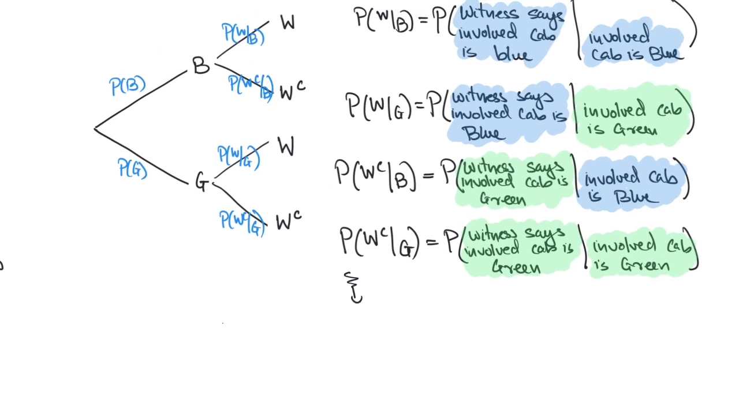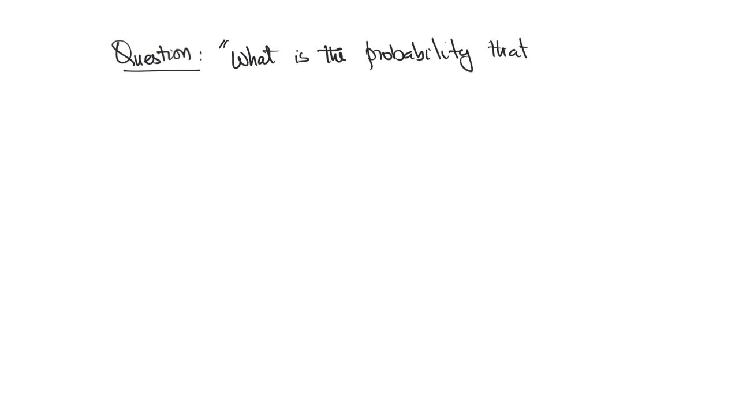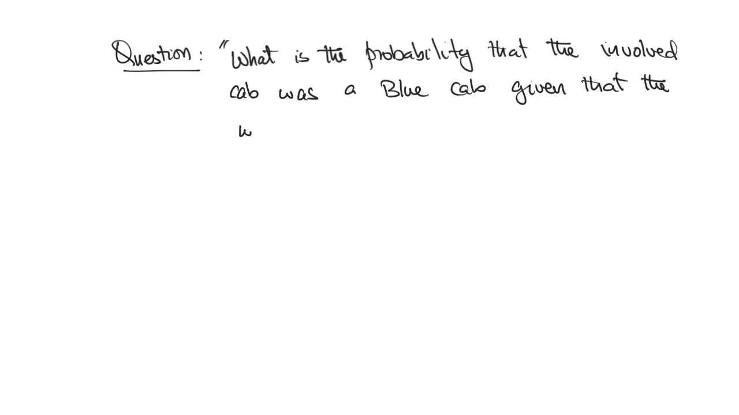The events W given B and W complement given G correspond to events where the witness is correct in their testimony, whereas the events W given G and W complement given B correspond to events where the witness is incorrect in their testimony. We now want to ask the following question. What is the probability that the involved cab was a blue cab, given that the witness says it was a blue cab?